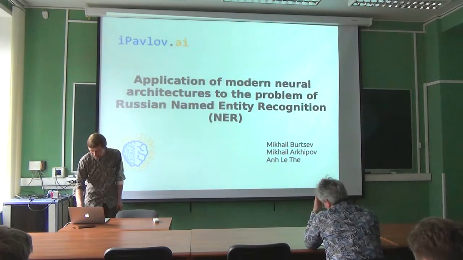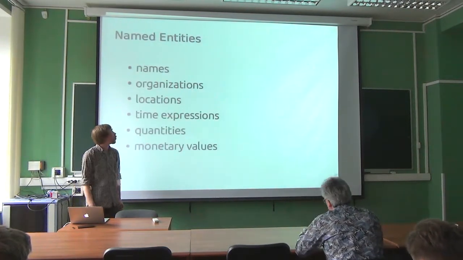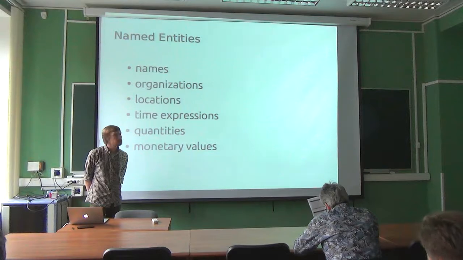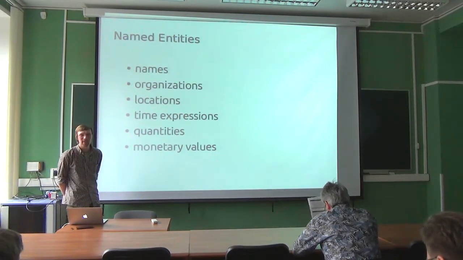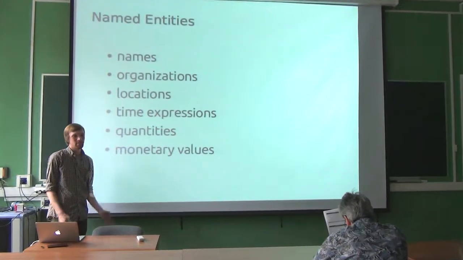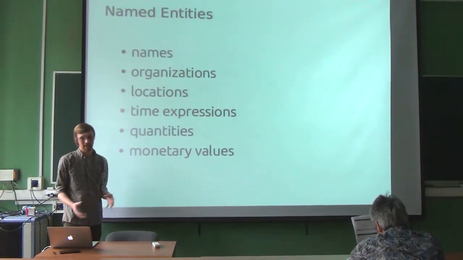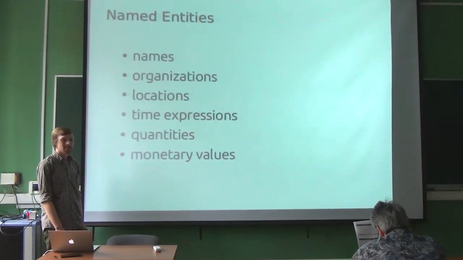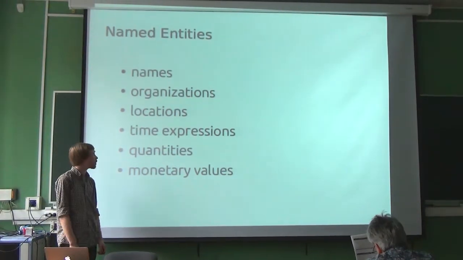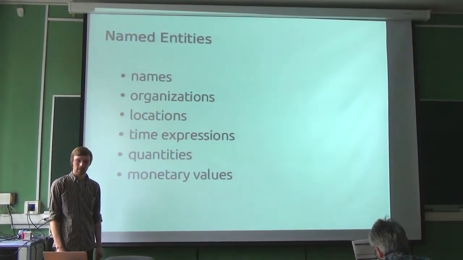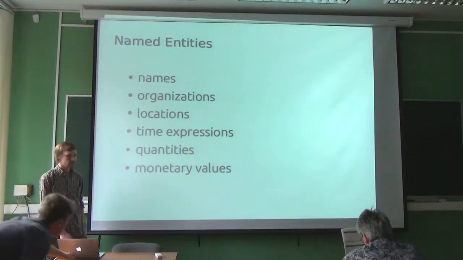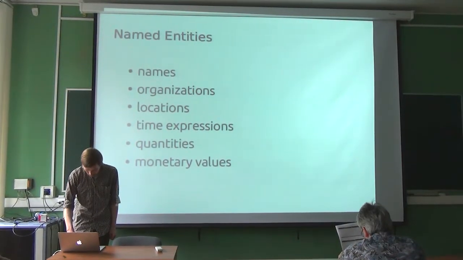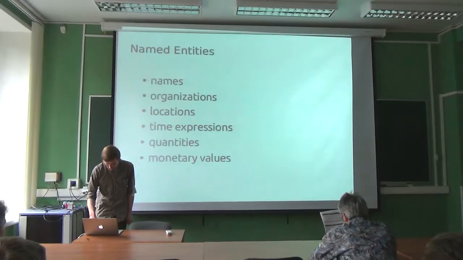A couple of words about the task itself. What are named entities? We call named entities such things as human names, for example, Jan or Joshua. Organizations like DeepMind. Locations like Red Square or maybe Milky Way, Orion Spiral Arm. Time expressions like 1 billion years ago or 5 o'clock. Quantities like 1,000 spaceships, or monetary values like $20. So it's kind of easy to understand what we're trying to find.